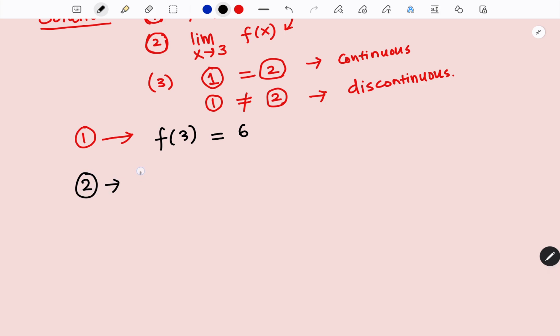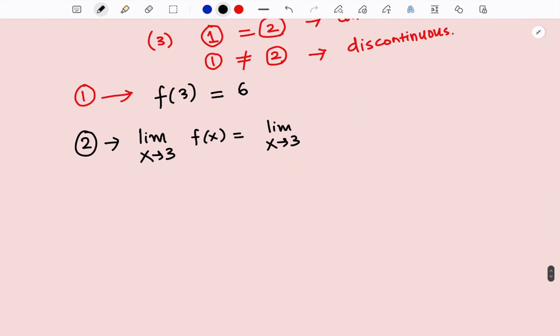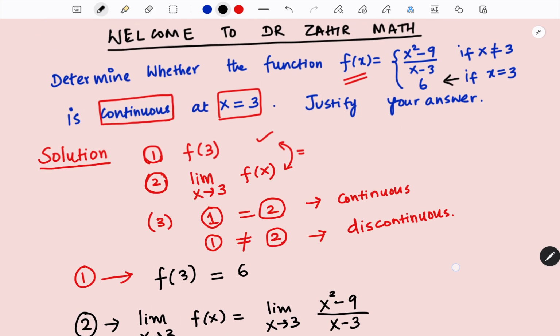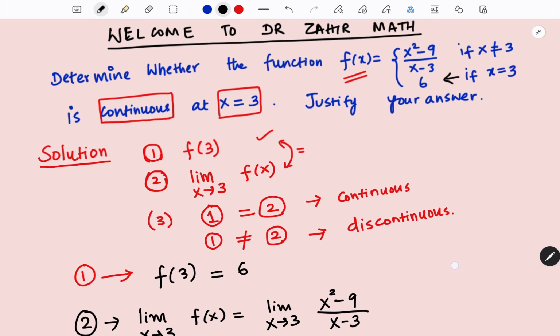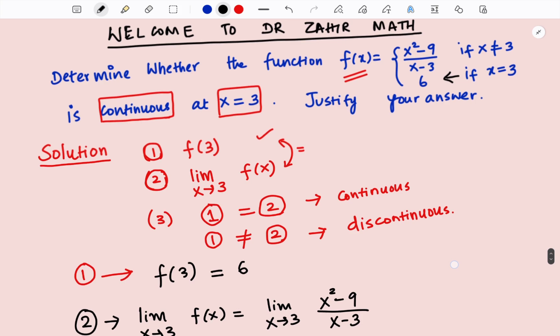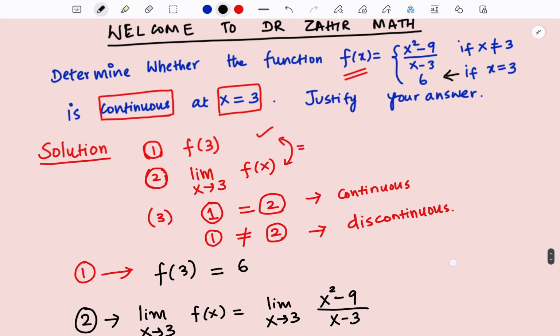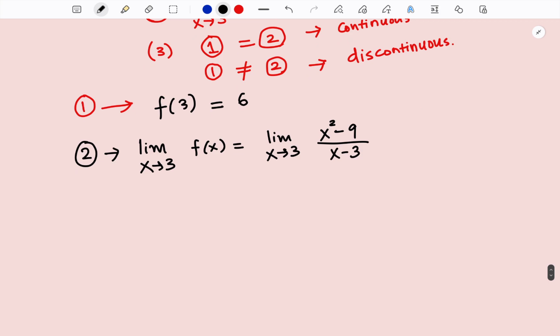Let's go to step number 2. We are going to find the limit as x tends to 3 of f of x, which is equal to the limit as x tends to 3. What is your f of x? Your f of x is x squared minus 9 divided by x minus 3. This is similar to the problems in the first exercise on limits of a function, which is 2.1.